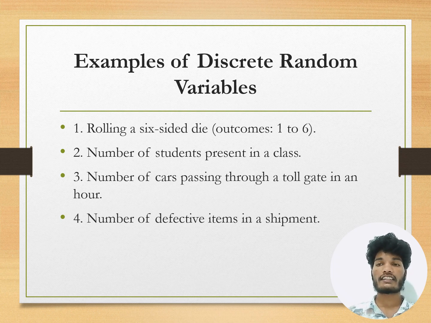The examples of discrete random variables: rolling a die. How many outcomes? How many sides does the die have? Six sides, so the outcomes come from 1 to 6. Another one: the number of students present in a class. You can count them, because the number of students in a class is limited.